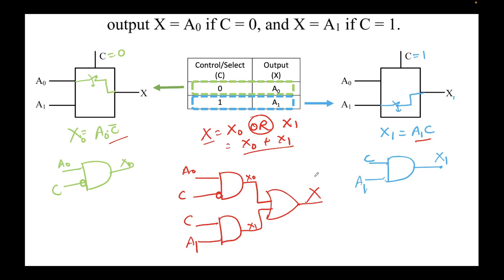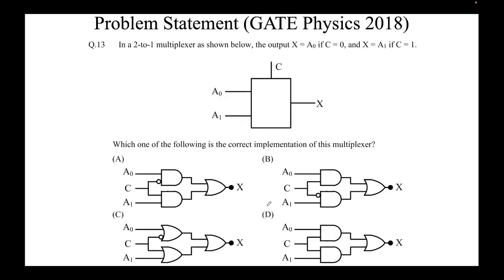So this is what's actually happening here. Just remember the form of the circuit. A0 and A1 are not inverted, and we have two AND gates and one OR gate. When A0 is the input, the C is inverted. So A is our correct option for this multiplexer.